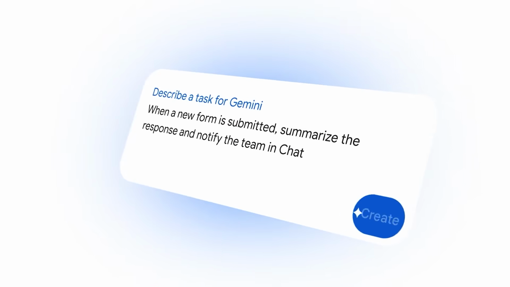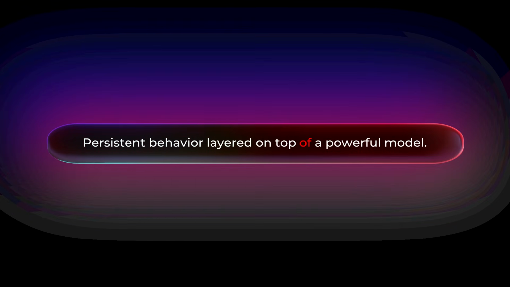Finally, stabilize the workflow. Once the agent consistently produces outputs that meet your standards, use it as a repeatable system. Instead of rewriting instructions every time, you open your configured agent and give it task-specific input. It already understands the framework you define. That's the power of an agent. Persistent behavior layered on top of a powerful model.